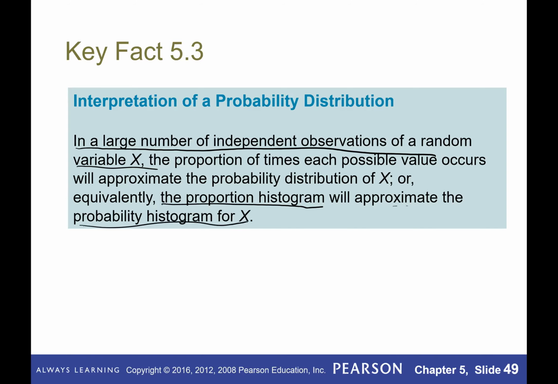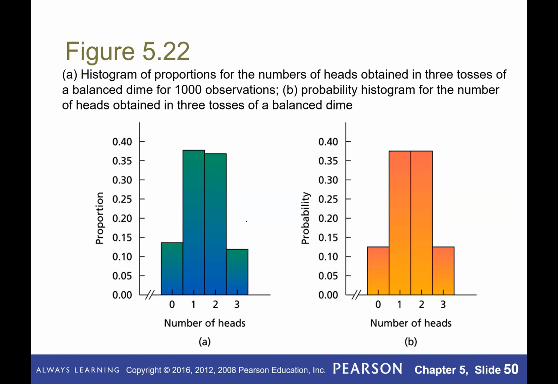That means you already know how to construct the relative frequency distribution or relative frequency histogram. Actually, the relative frequency histogram is approximately the probability histogram for the random variable X. So you can see here the histogram of proportions for the number of hairs. Here we did the experiment 1,000 times, and we constructed the relative frequency histogram.